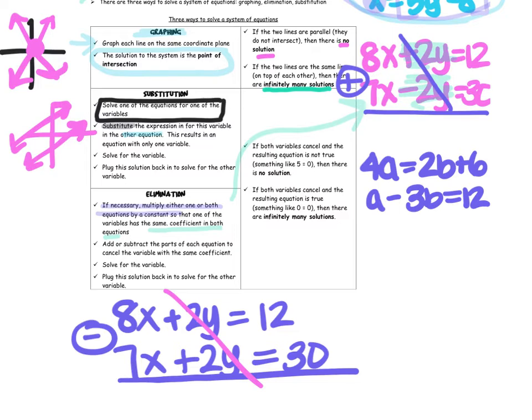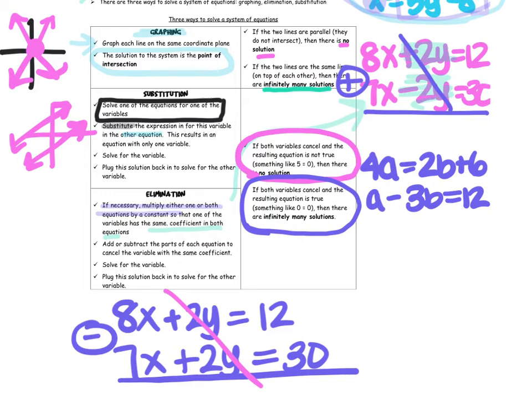We talked about how you can determine whether a system of equations has no solution or infinitely many solutions from a graph. Algebraically, whether you're using elimination or substitution, if both variables cancel and the resulting equation is not true, something like 5 equals 0, then there is no solution. Alternatively, if both variables cancel and the resulting equation is always true, something like 0 equals 0 or 5 equals 5, then there are infinitely many solutions to the system. Any point on the line would be a solution to the system of equations.